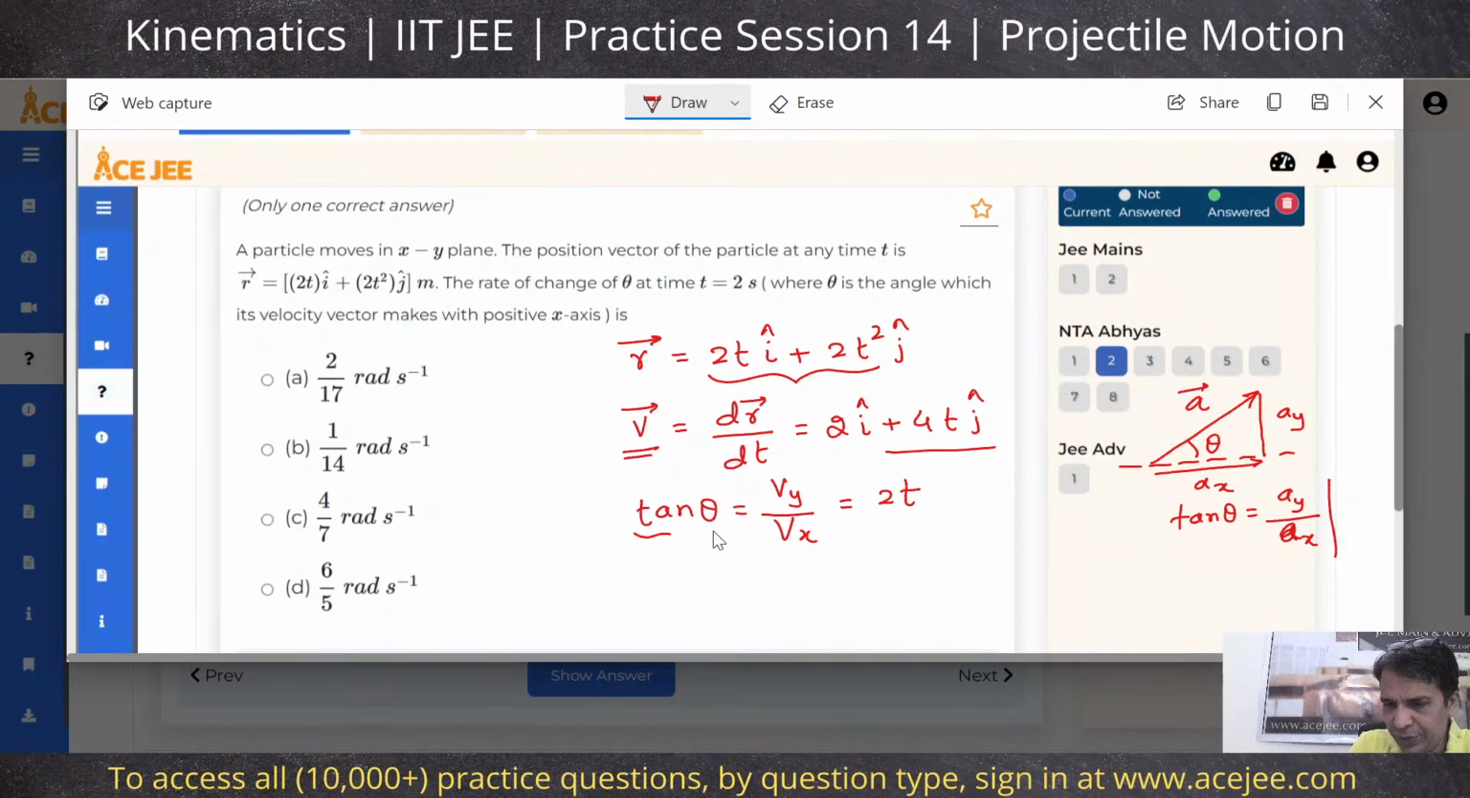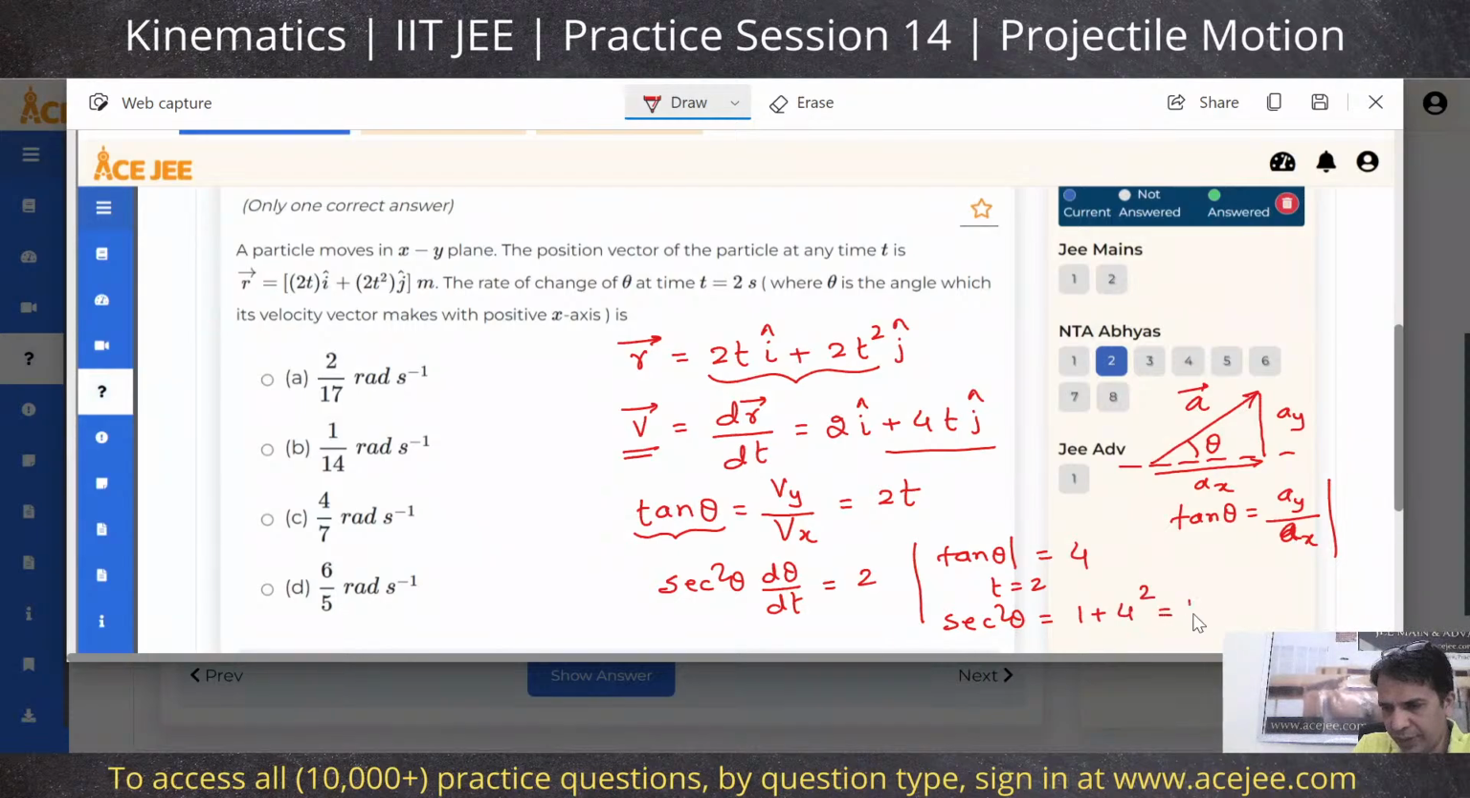Right. So now if I were to differentiate it, you'll get secant square theta d theta by dt is equal to 2. And what is secant square theta at time t equals to 2 seconds? Well, tan theta at t equals to 2 seconds is 4. So secant square theta, which is 1 plus tan square theta, is 1 plus 4 square, or 17, which means d theta by dt is simply 2 by 17 radians per second. Radians per second. Clear?